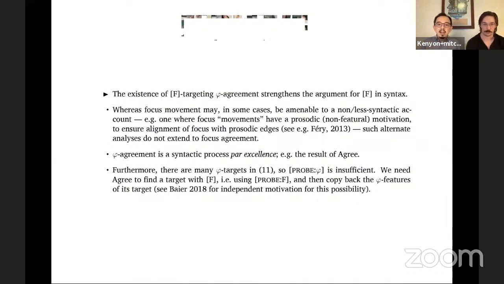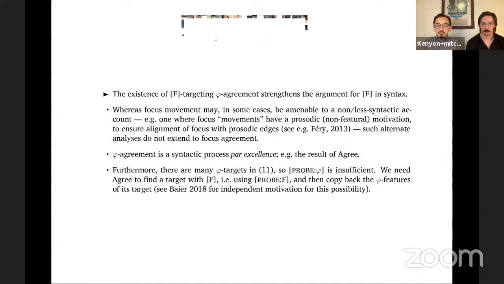So the existence of F feature targeting phi agreement, I think really significantly strengthens the argument for F being in the syntax. So maybe for focus movement, there are approaches that say that you can explain it because this is not exactly syntactic movement, or it's less syntactic. It's motivated by prosodic requirements to try to align something with a prosodic edge. Maybe something like that makes sense for focus movement. But really for phi agreement, the choice of phi target, this really seems like you need to have a syntactic feature there to target. Phi agreement is a syntactic process par excellence.